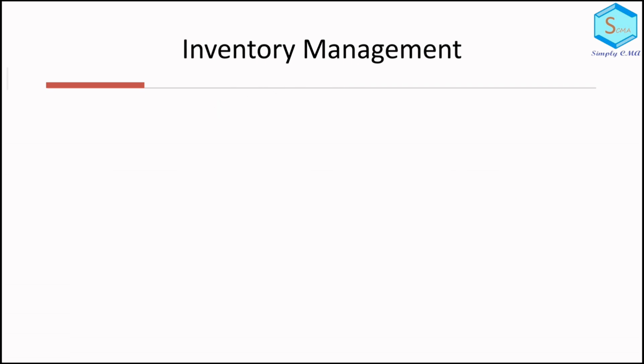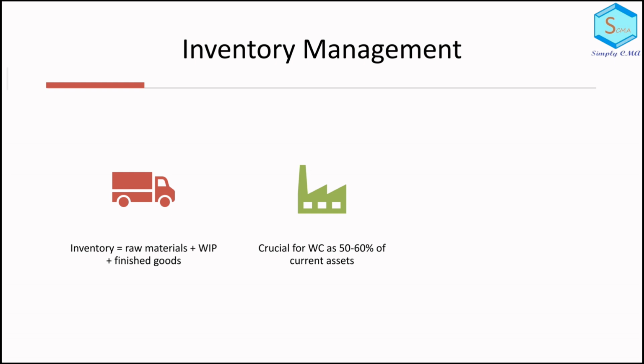Then comes inventory management. Inventory means raw material, work in process, finished goods. Inventory management is very crucial because 50 to 60% of a company's current assets is inventory. So if the company can manage its inventory properly, then it can have 50 to 60% control over its working capital. So it is very vital.